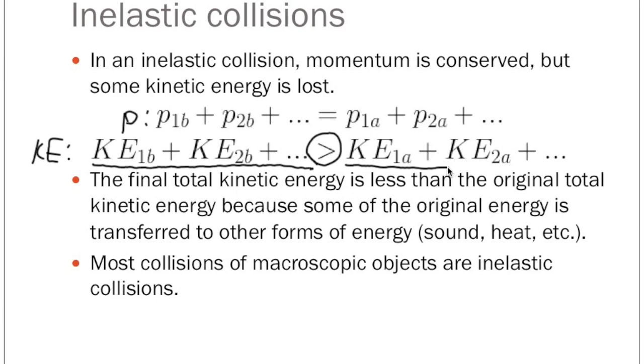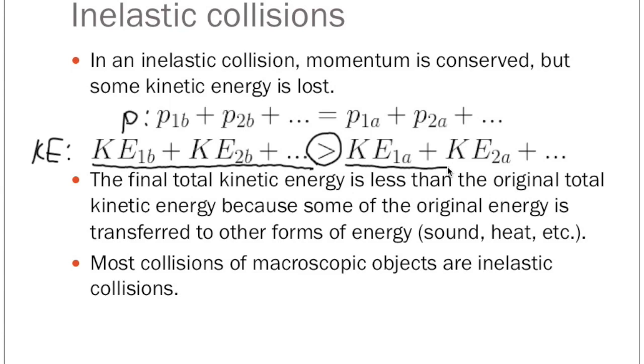As I said, the final total kinetic energy is less than the original total because some of the original energy is transferred to other forms like sound or heat or rotation or something along those lines. Most collisions of macroscopic objects that we see are inelastic collisions. In fact, you could probably make a general statement that all collisions that you would see in your personal experience are truly, if you wanted to get down to the 50th decimal place, going to be inelastic collisions. However, there is a subset of inelastic collisions we'll talk about next that you will see definitely, and so we have to take that into account as well. But these inelastic collisions are more common.